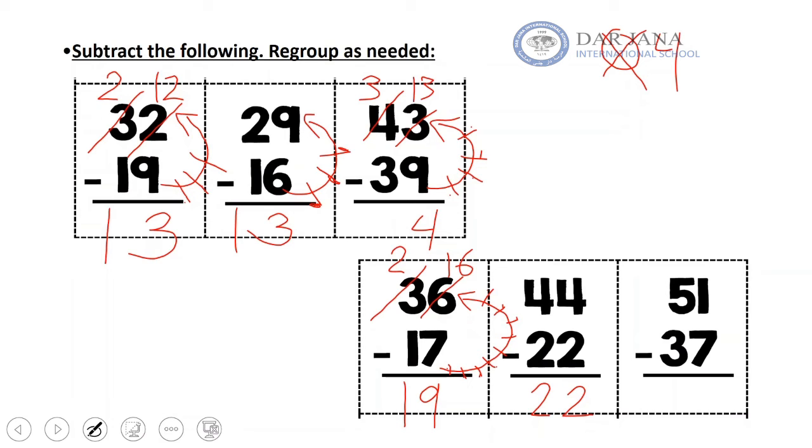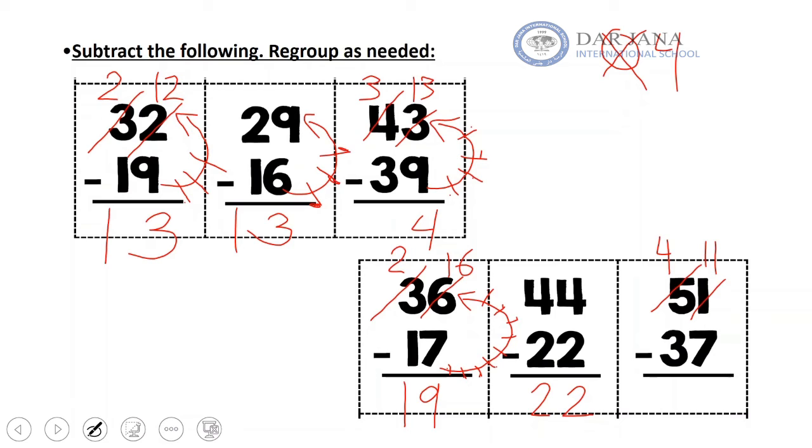Now, let's go next. 51 minus 37. 1 minus 7. Can I say 1 minus 7? Do you have enough? No. More on the floor, you have to go next door. So, the 1 will go next door to borrow from the 5. The 5 will become 4. And the 1 will be 11.